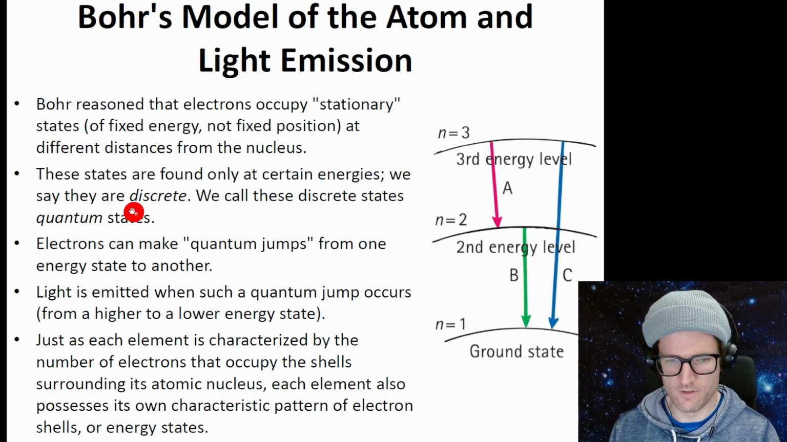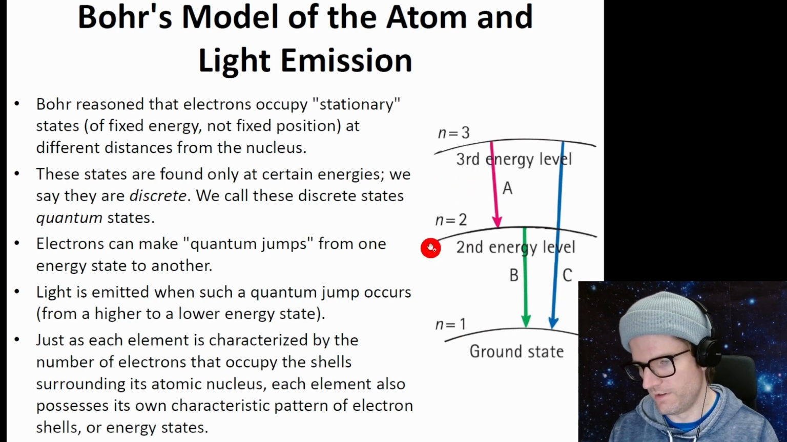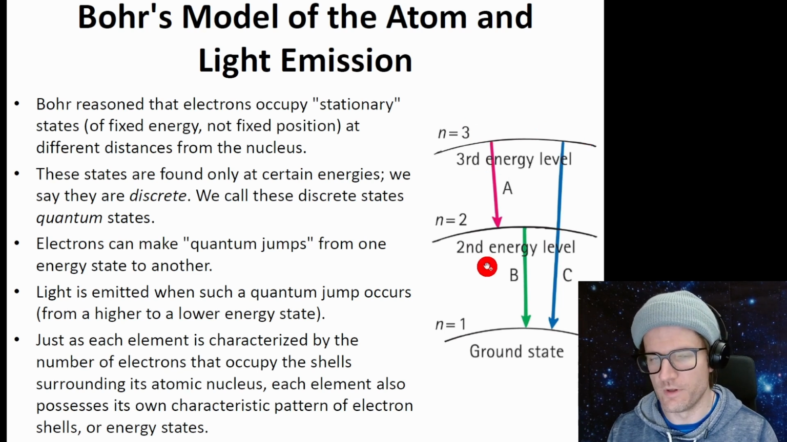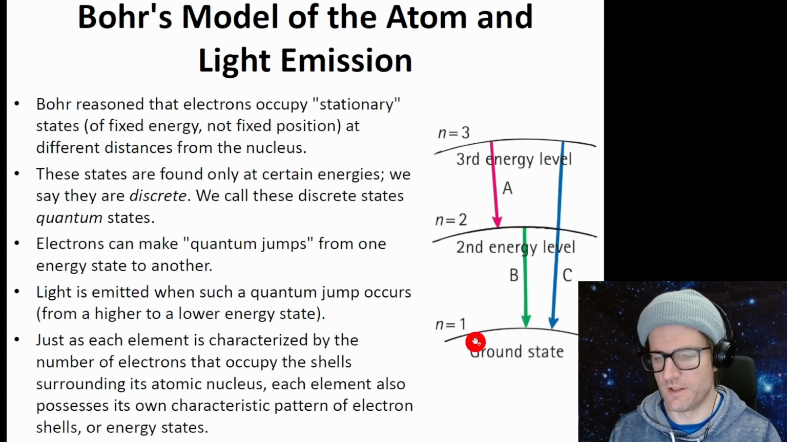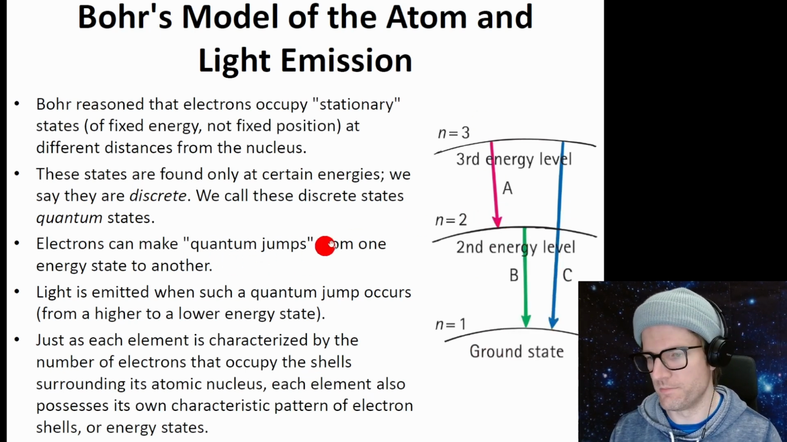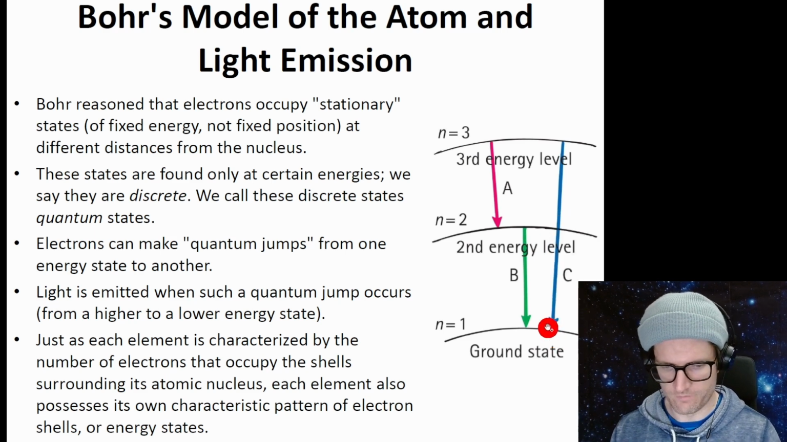More about the Bohr model of the atom and light emission. One thing is that the levels are discrete. If these are energy levels 1, 2, and 3, we can't go from 3.25 to 1.75. We're not allowed to do that. We either have to go between 1, 2, and 3 only. So they make quantum jumps between the energy levels, and that's it. In this case, we have 3 energy levels. We could go from 3 to 2 and emit light, from 2 to 1 and emit light, or from 3 all the way down to 1 and emit light, and that's it.